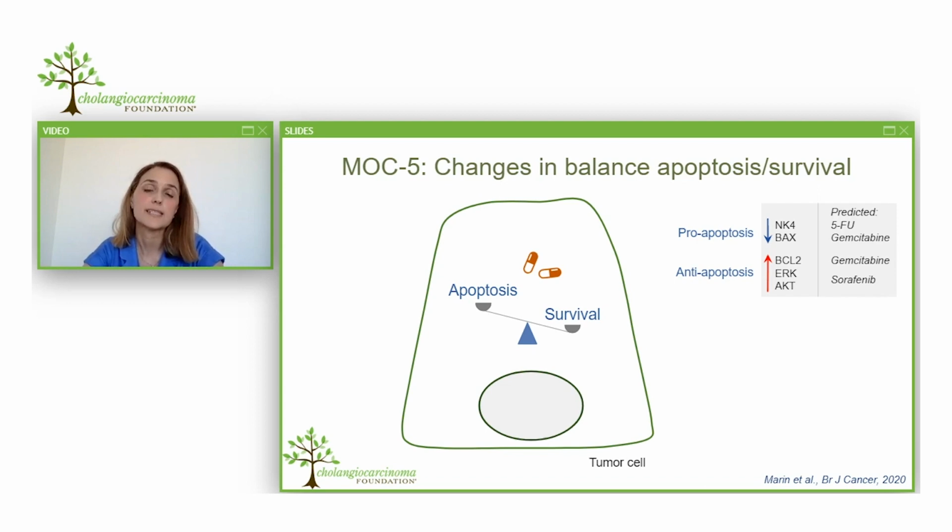MOG5 includes changes in the balance between apoptosis and survival. Here we have a high number of genes whose change affects survival pathways. If we have lower levels of genes involved in apoptosis or increased levels of genes that block apoptosis, we will have less effect of chemotherapy.